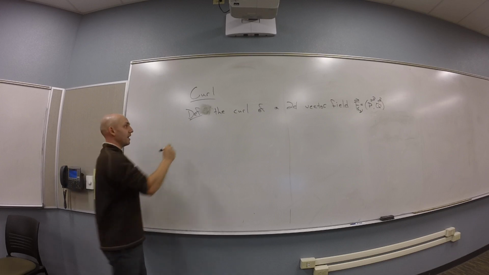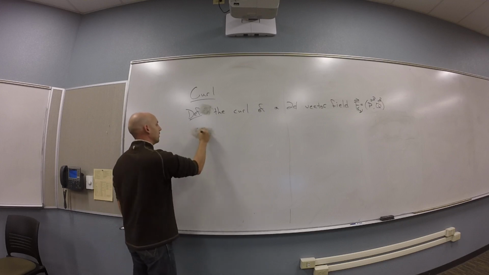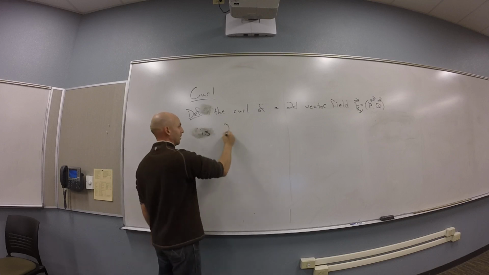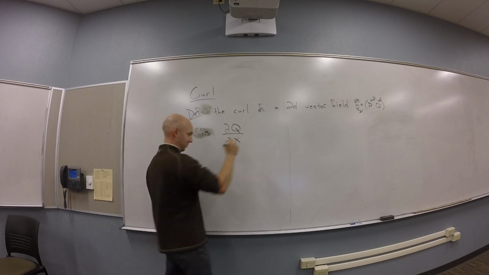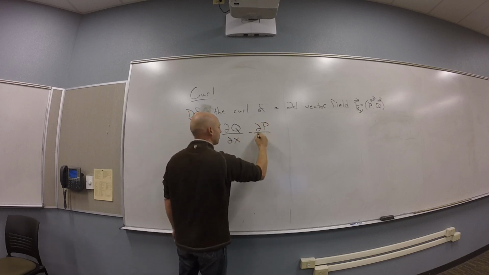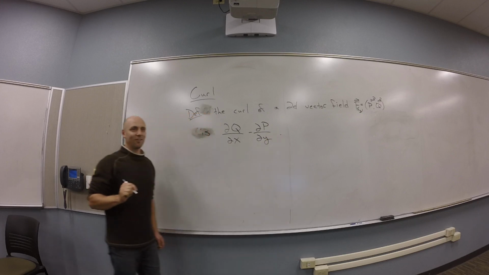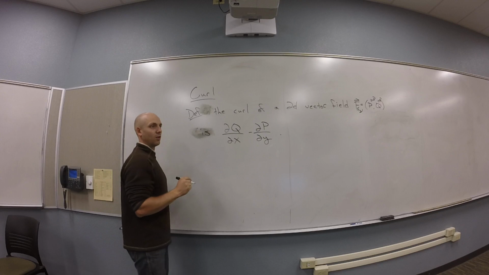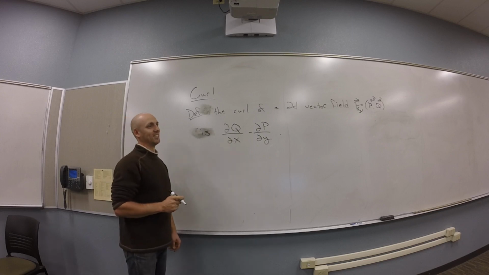Okay, so what's the integrand in Green's? Partial of Q with respect to x minus partial of P with respect to y. That thing's the curl. You guys cool with that? Looks very familiar. I'm just calling this thing the curl for a good reason.